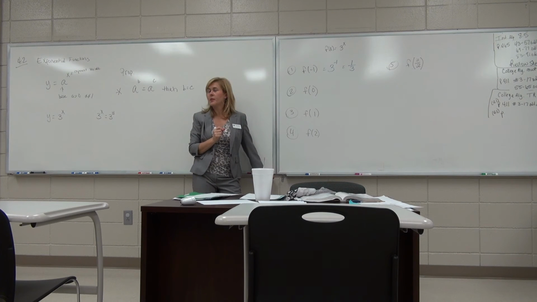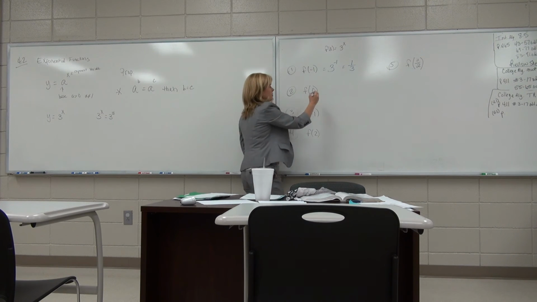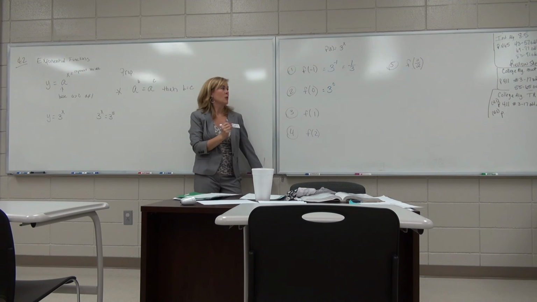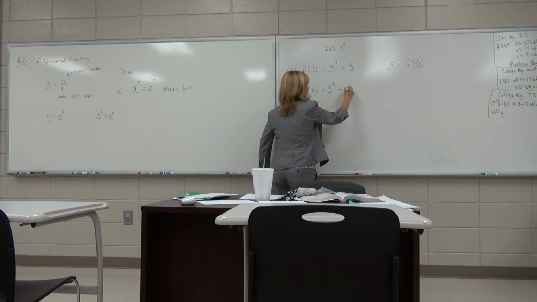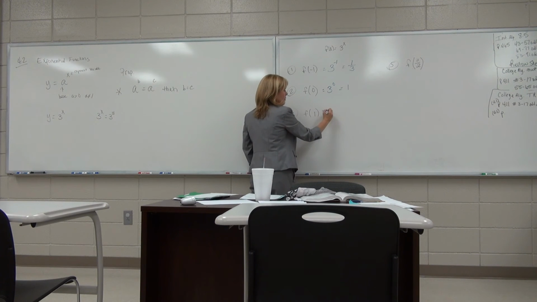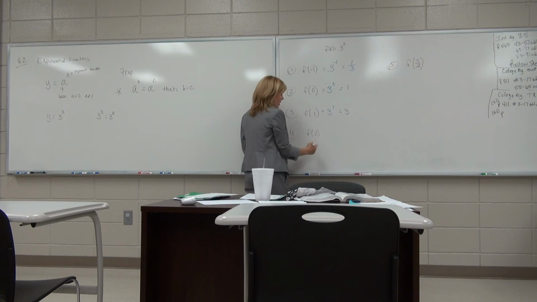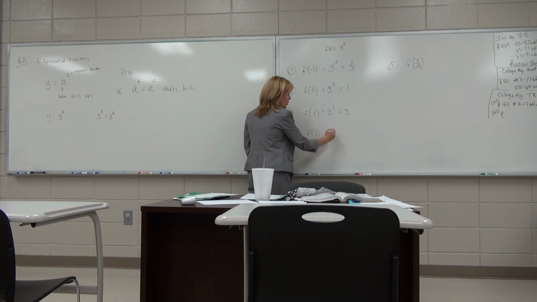Right? F of 0. What's anything to the 0 power equal to? 1. So 3 to the 0 would be equal to 1. F of 1 would be 3 to the first power, which equals 3. F of 2 would be 3 squared, which equals 9.